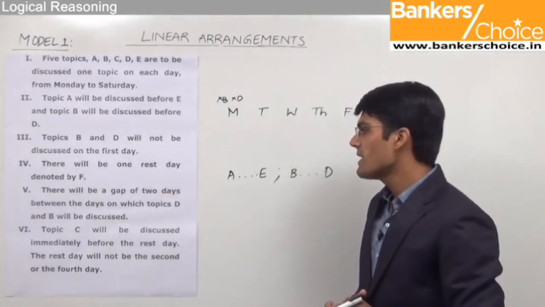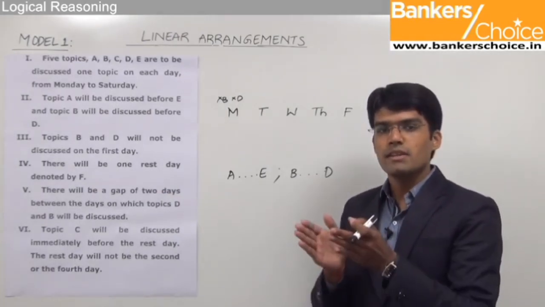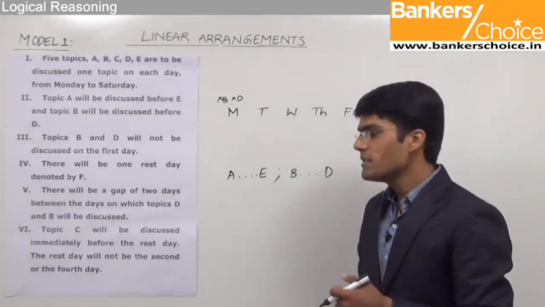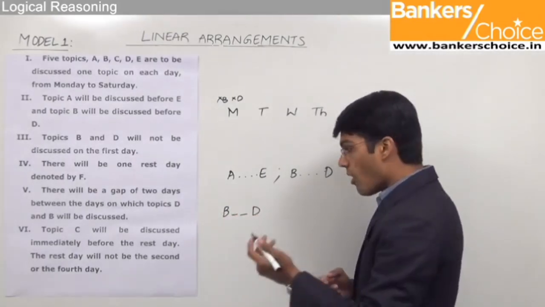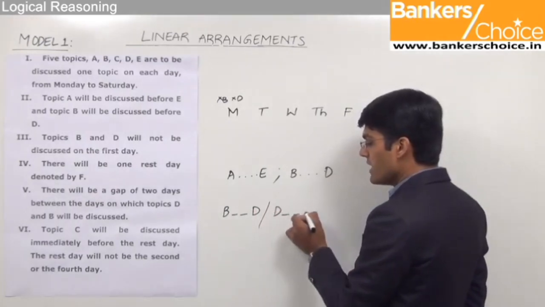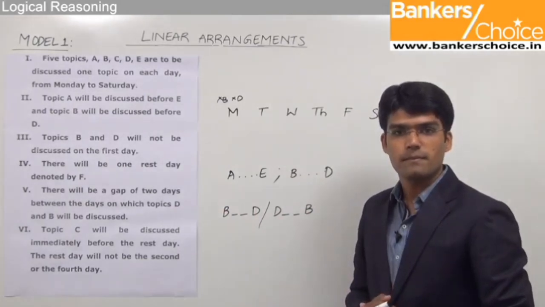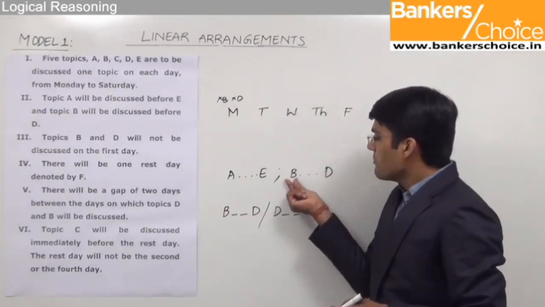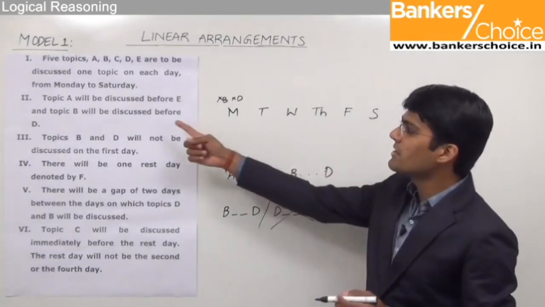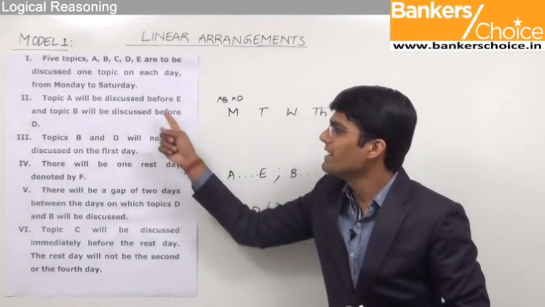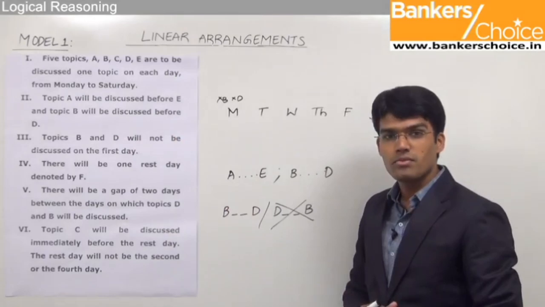The next point is there will be a gap of 2 days between the days on which topics D and B will be discussed. So we know that there should be a gap of 2 days between B and D, right? So we can say that it can either be B with 2 days gap followed by D, or the second possibility is D with 2 days gap followed by B. So this is what we can make out from point number 5. But as we already know that B should come before D, the second case is ruled out, because it is very clearly mentioned in point number 2 that topic B will be discussed before D. So now it is sure that B should come before D and there should be a gap of 2 days.